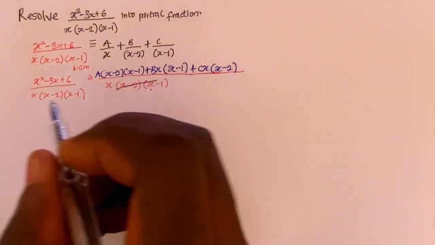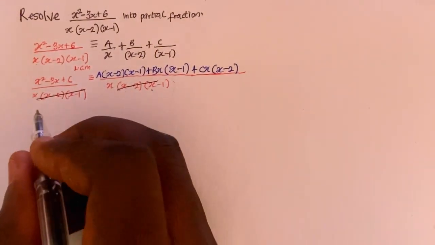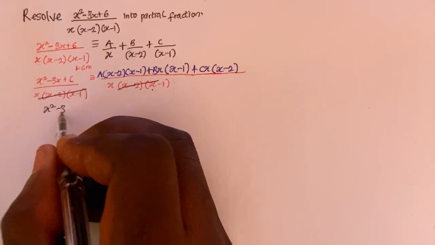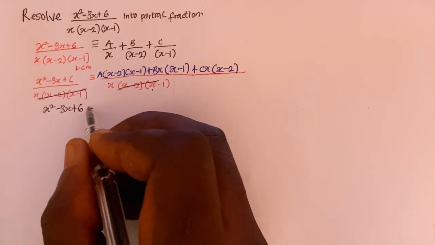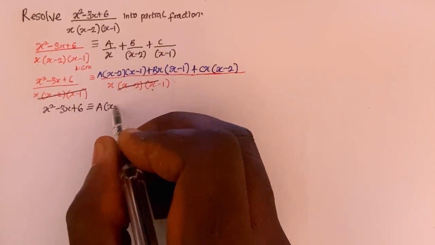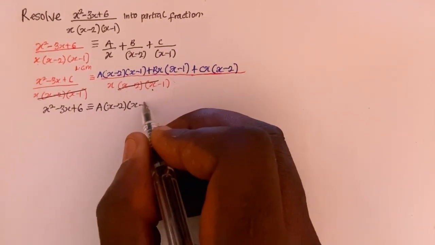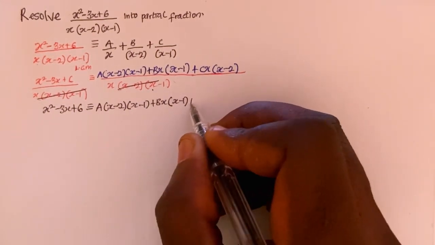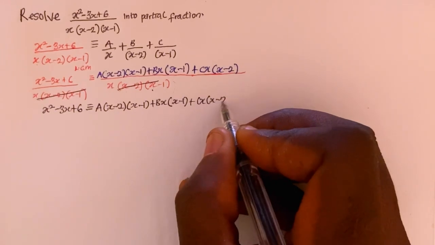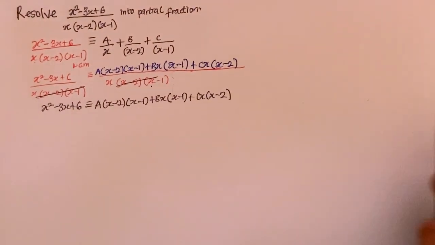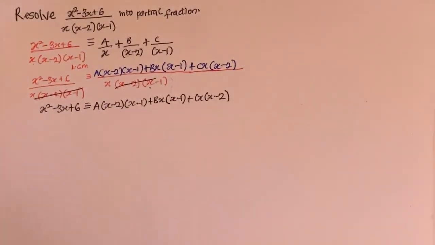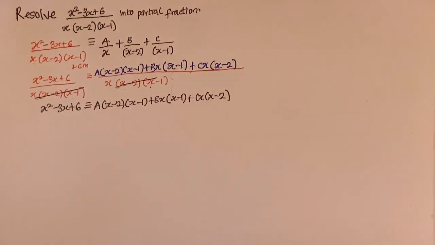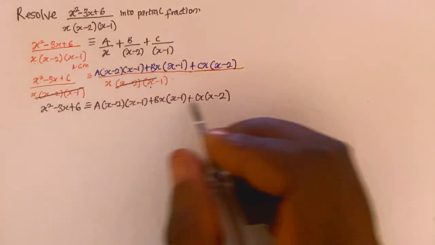So this factor will cancel everything here. Then I'm going to have x squared minus 3x plus 6, which is equivalent to a into bracket x minus 2, then into bracket x minus 1, then plus bx into bracket x minus 1, then plus cx into bracket x minus 2. Now, to use the comparing the coefficients, I will go ahead and open the brackets.